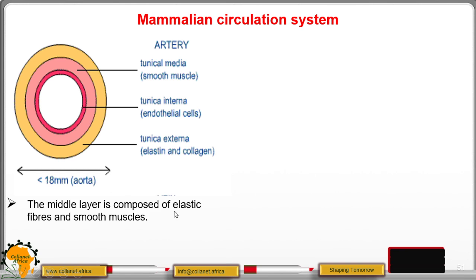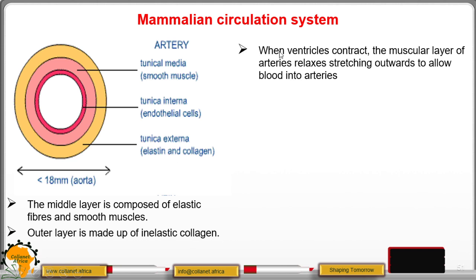The middle layer is composed of elastic fibers and smooth muscles. The outer layer contains collagen and inelastic tissues or fibers.